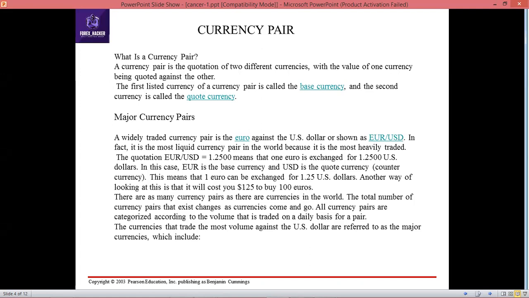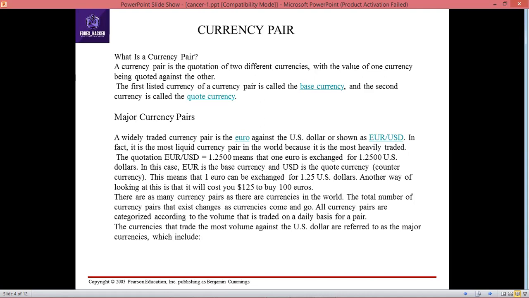Another way of looking at this is that it will cost you $1.25 to buy one euro, so $125 to buy 100 euros. Do you understand that? It is simple. Just if you want to buy 100 euros now, when one euro equals 1.25, if you are getting 100 euros, that would be 1.25 times 100, which will be in dollars. Are you getting what I'm trying to say now?